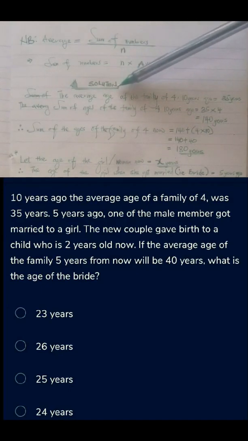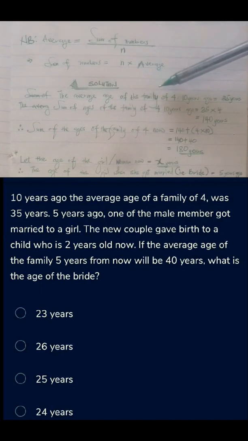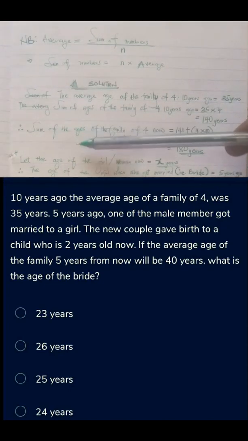The average age of the family of 4, 10 years ago, is equal to 35 years as given. Sum of ages of the family of 4, 10 years ago, will be 35 times 4 as per the formula n times average. So 35 times 4 giving you 140 years, and this age is 10 years ago. Therefore, sum of the ages of the family of 4 now will be 140 plus 4 times 10.